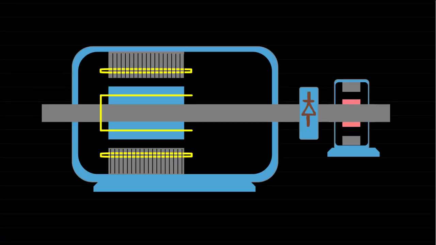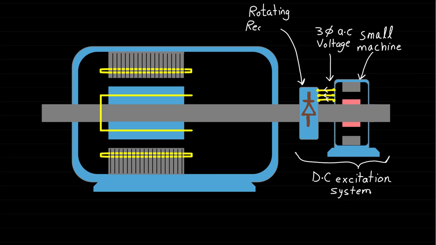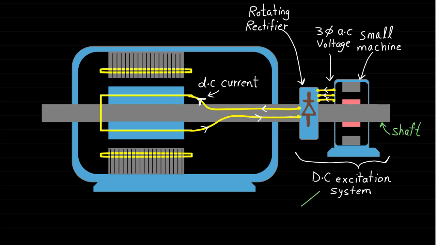This figure shows a synchronous machine with another type of DC excitation system which can be mounted directly on the shaft. Basically, this excitation system is a small machine that generates three-phase AC voltage connected to a rotating rectifier, also mounted on the shaft, to generate the DC excitation current. This excitation system does not use slip rings and brushes and is usually used in medium power level machines.